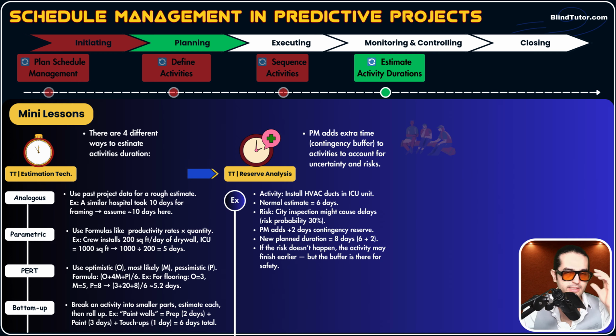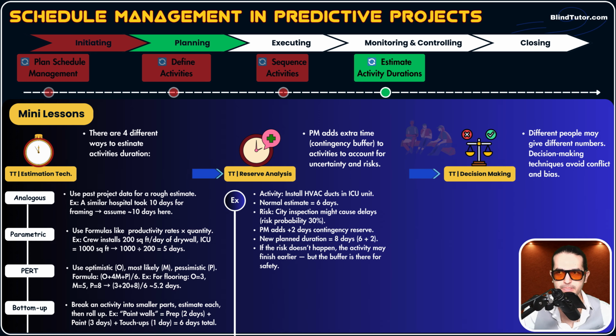And the last one is decision making. Guys, estimating isn't just pure math. It is based on human judgment. Okay, sometimes because like I said before, we estimate activities in a meeting. Okay, there are, let's say, tens of people there, your team and you, and maybe some stakeholders, maybe not in estimate duration, but some stakeholders like to be involved, so they can join also.